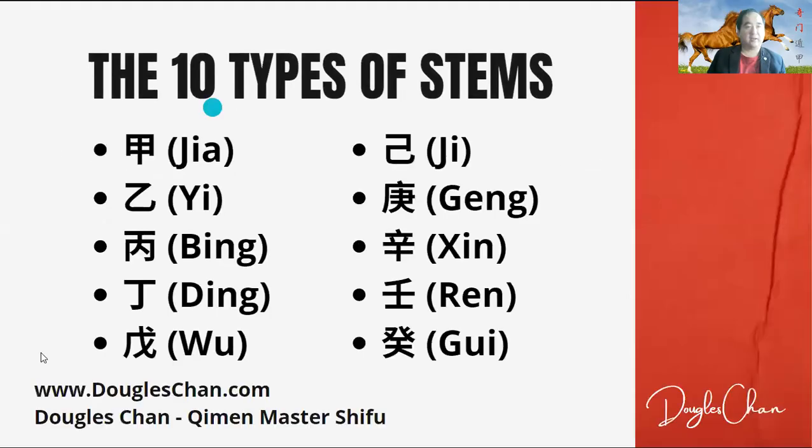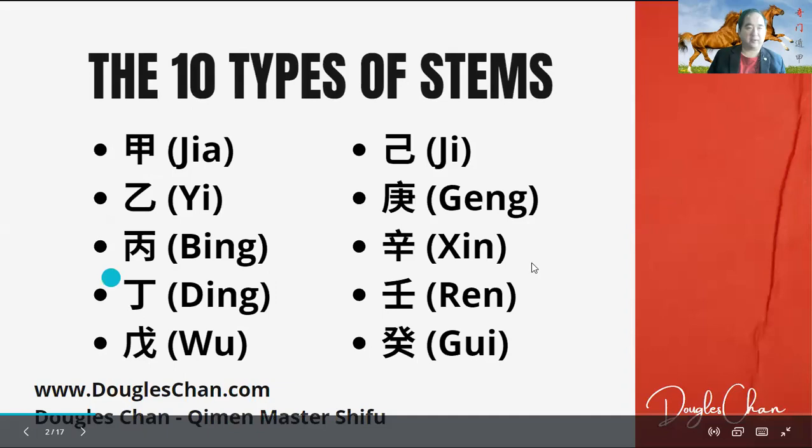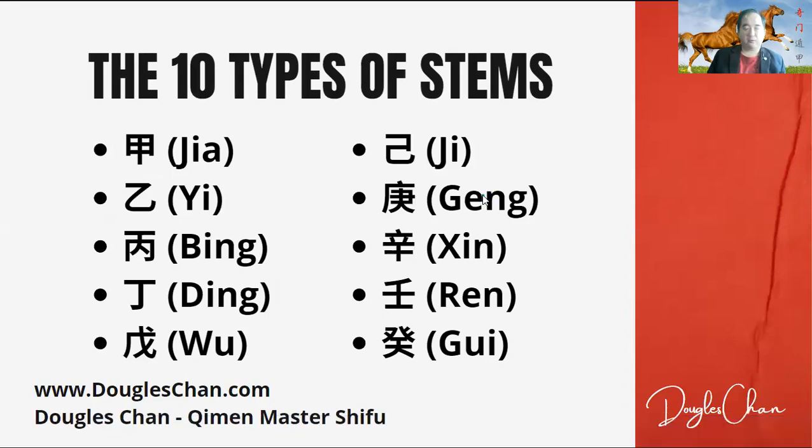So, the 10 heavenly stems. These are 10 different types of stems. What does it really mean by a stem? A stem represents a person, a thing, an object. When you see these symbols in the Qimen chart that you plotted, it can mean a person, or an object, or something that is beside you. That is the representation, the symbol of it.